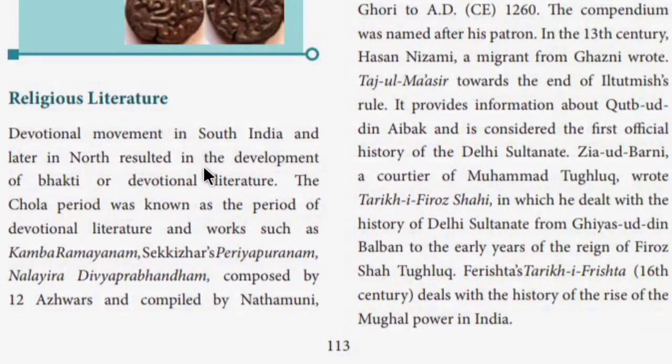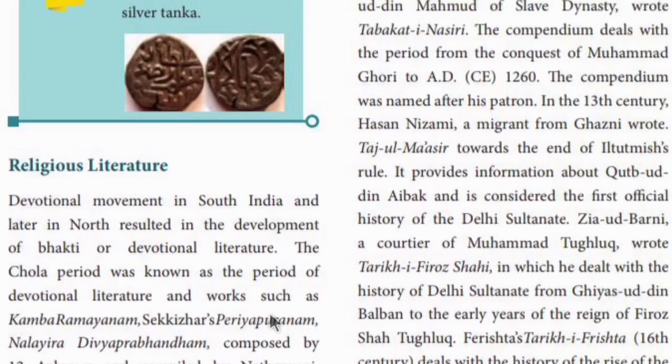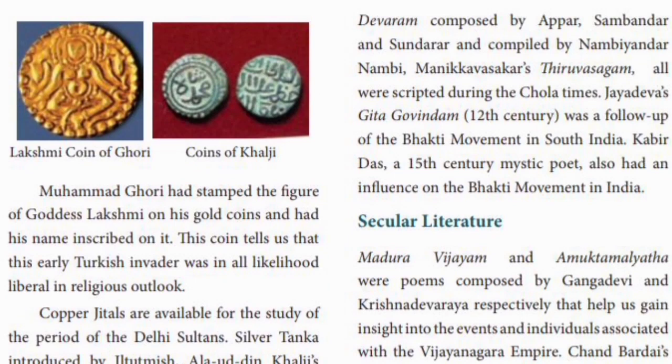Next, in today's class we have seen religious literature. Religious means it is based on a particular worship, based on the particular bhakti movement. The Chola period is well known for religious literature, that is devotional literature, and works such as Kamba Ramayanam, Sekkizhar's Periya Puranam, and Nalayira Divya Prabandham, composed by 12 Alvars and compiled by Nathamuni. So it may be asked in a definition or 2-mark question. And then Devaram was composed by Appar, Sambandar and Sundarar and compiled by Nambiyandar Nambi. Then I told Kabir Das is the mystic poet of the 15th century. He was involved in the Bhakti movement in India.